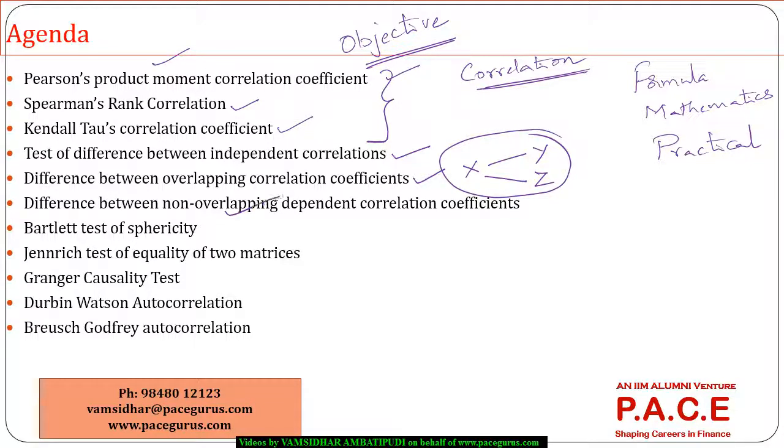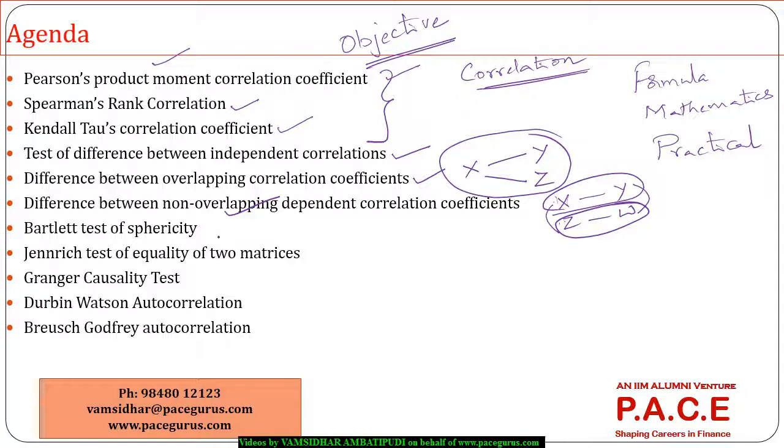Similarly, I can talk about non-overlapping but dependent correlations. So probably X versus Y, Z versus W. But again, these are not independent. X and Z are not independent. There might be some relationship between X and Z. Similarly, there could be a relationship between Y and W also. But I am more interested in seeing whether, between this group and this group, the correlation is significantly different or they are more or less similar.